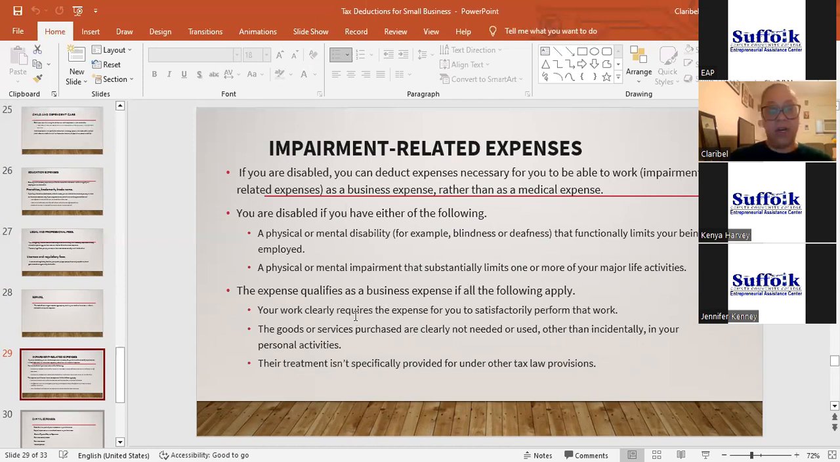Your work clearly requires the expense for you to satisfactorily perform that work. The goods or services purchased are clearly not needed or used other than incidentally in your personal activities. The treatment isn't specifically provided for under another tax law provision. So if there's no other tax law provision, then you could just use the impairment related expenses.